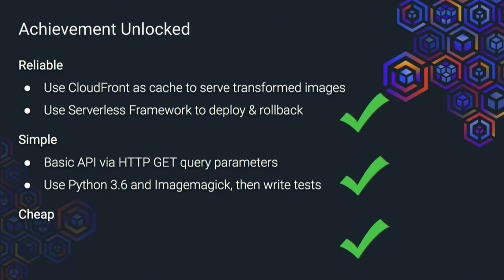In terms of fast time to recovery, if we make a slip up and deploy something that didn't quite work as we expected, serverless rollback is a single command, and that brings us back to a good state. The API was pretty simple. It's just an HTTP GET with a few query parameters.